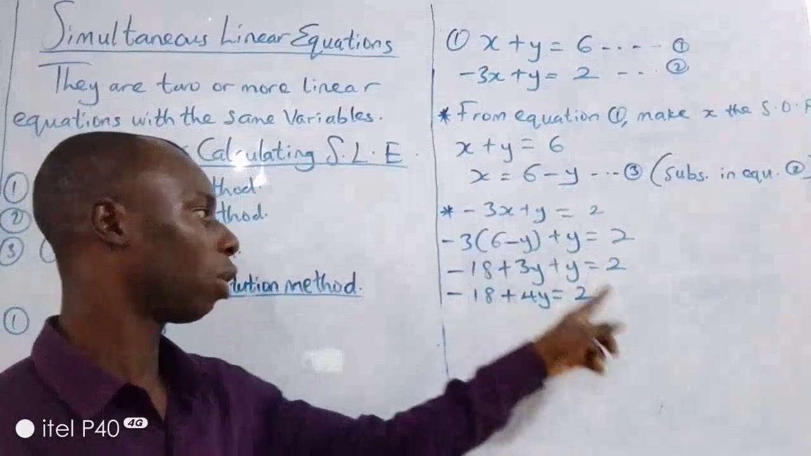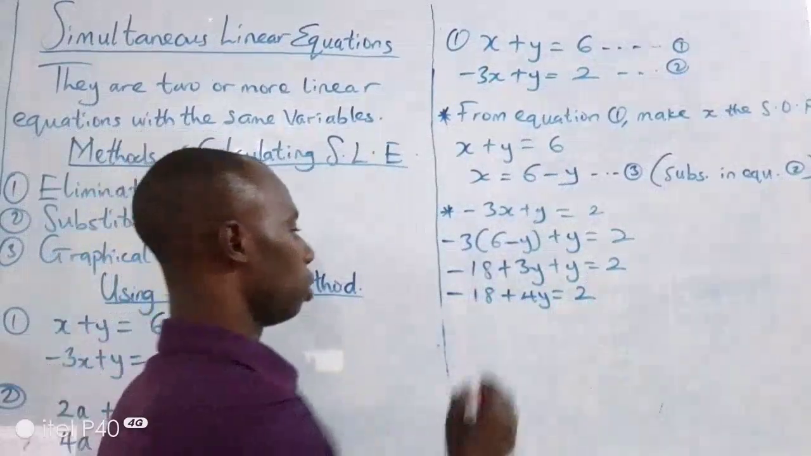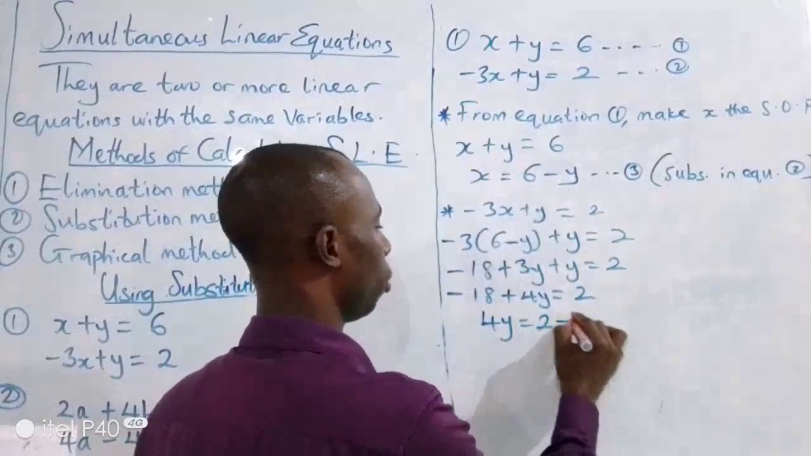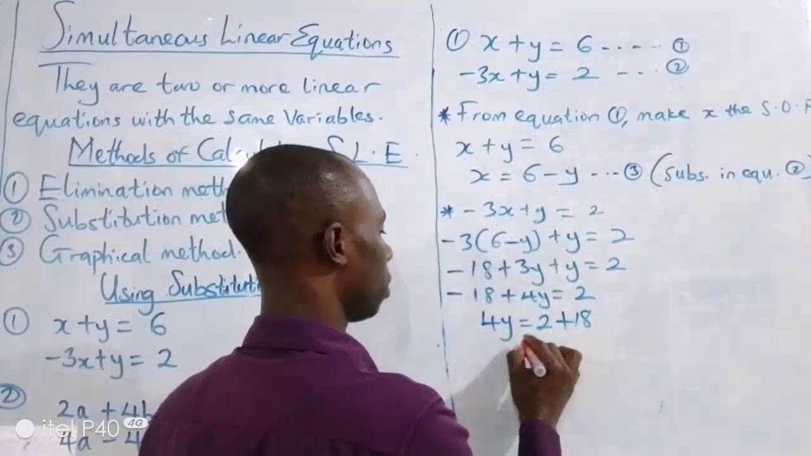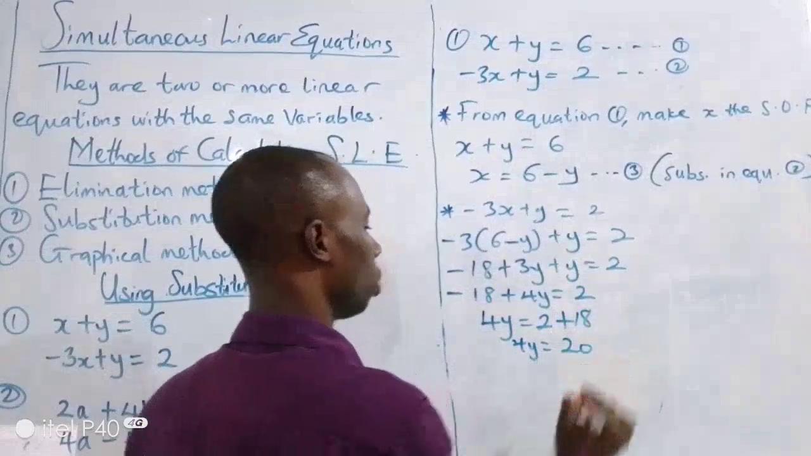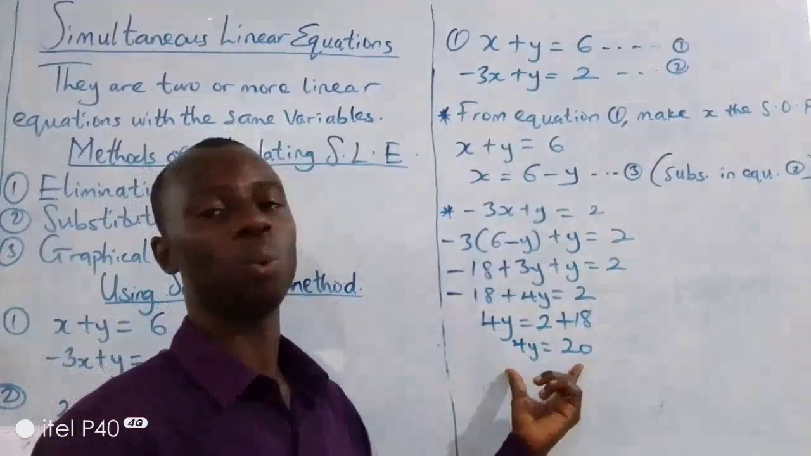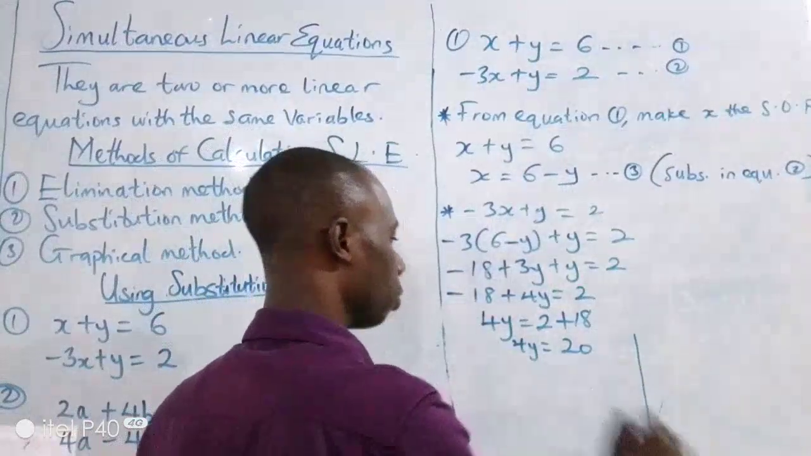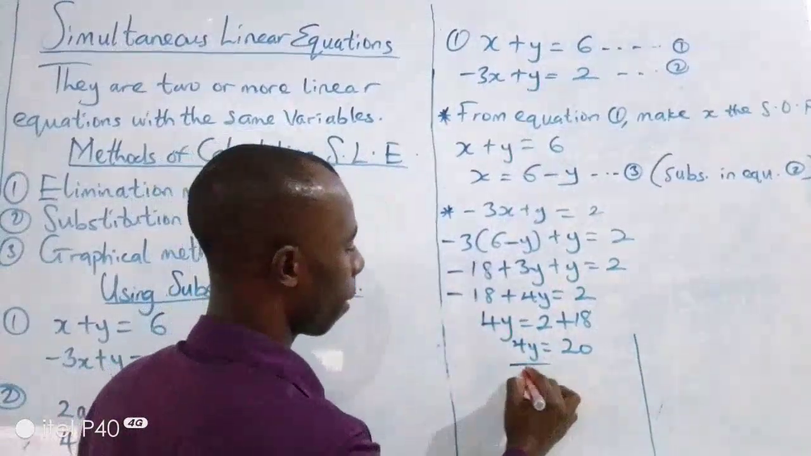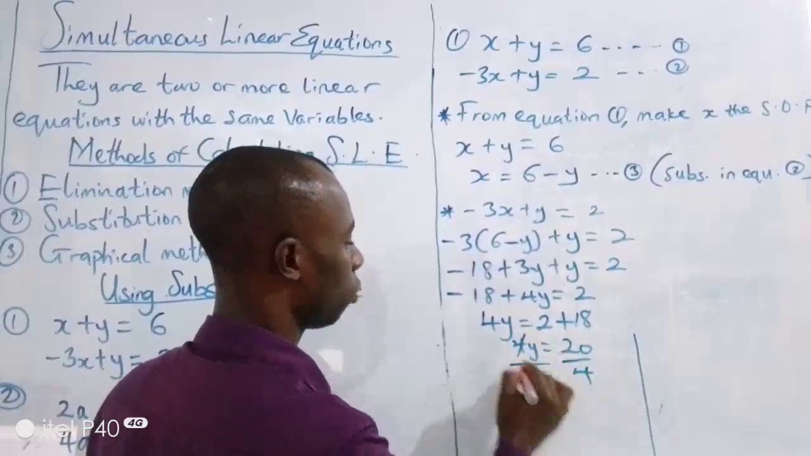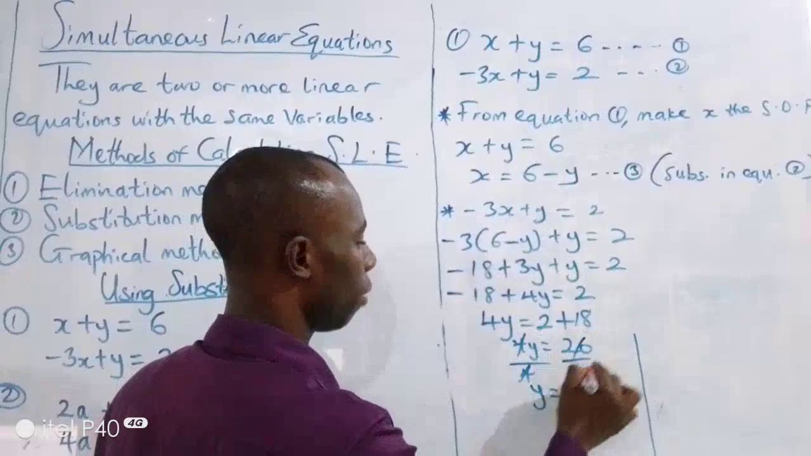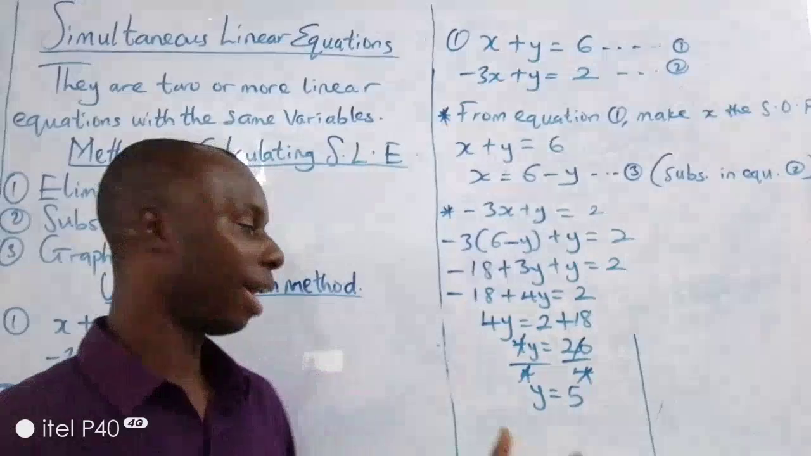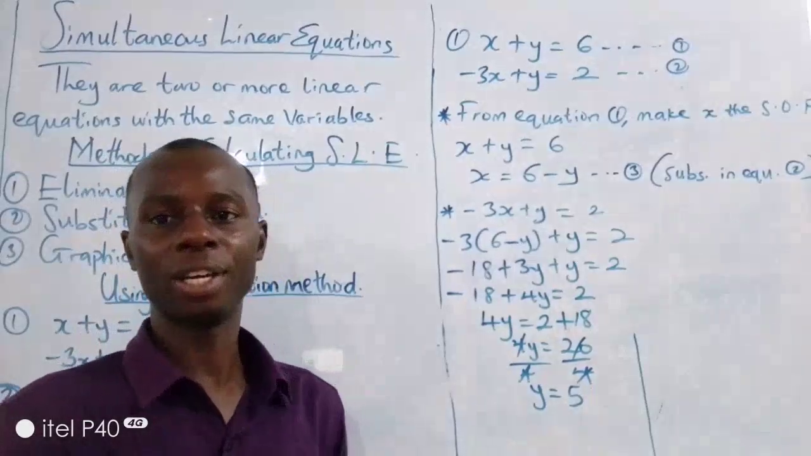And by the time this minus 18 comes here, it becomes plus 18. So therefore, plus 4y equals 2 plus 18. And that means that 4y equals 20. So in order for me to be able to get y, what do I do? Let me divide this into 2 so I can have enough space. I will simply divide both sides by 4. 4 cancels 4, and 20 divided by 4 is 5. So y is 5. If you remember, in our last work we did, we also got y to be 5.